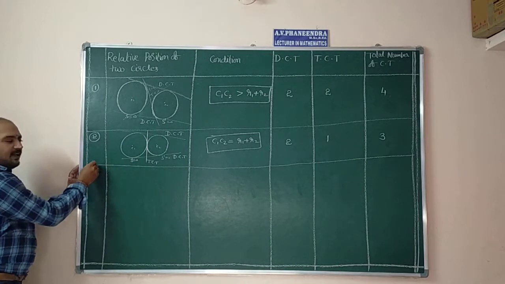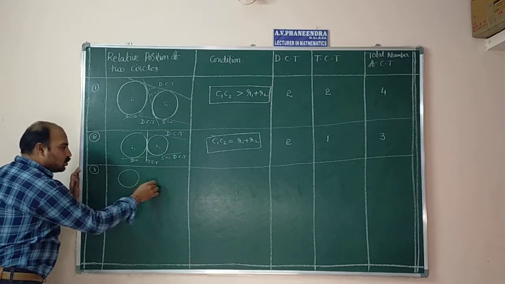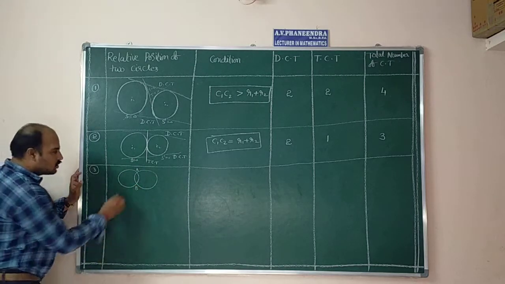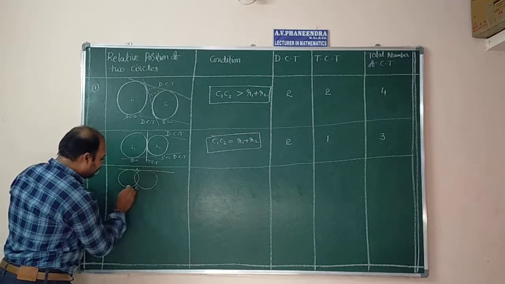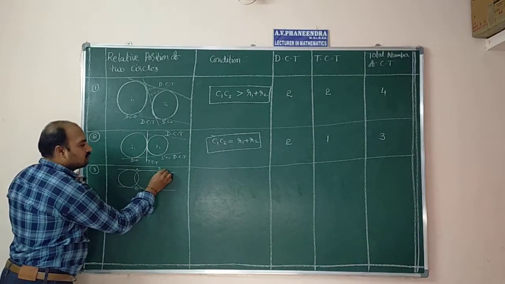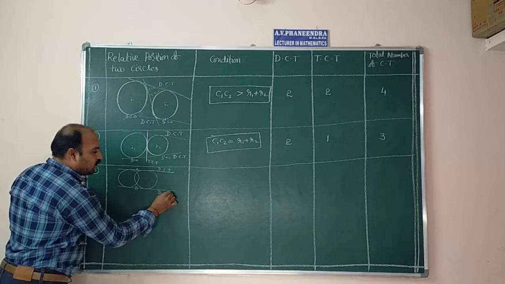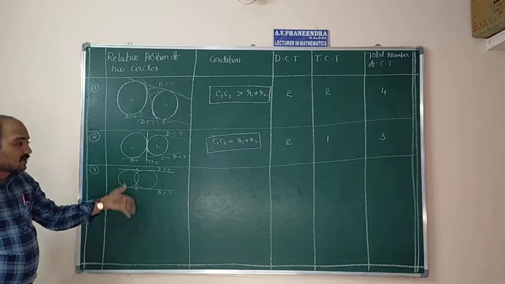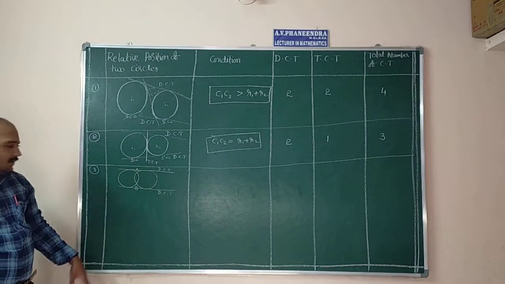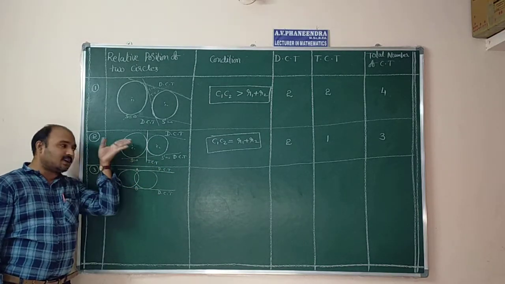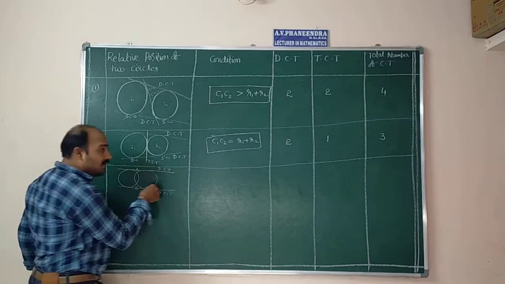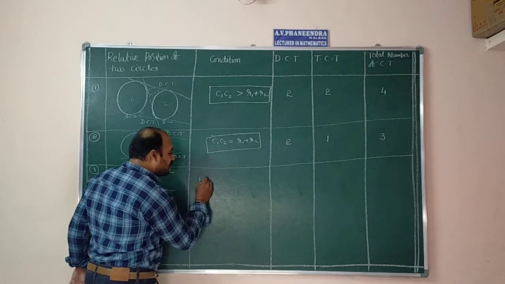Come to the third case. In the third case, we observe that two circles intersect in two distinct points A and B. So we have only these possibilities. These are the direct common tangents. There is no possibility to draw a transverse common tangent. This is a direct common tangent. For this common tangent, these two circles are on the same side. For this common tangent, these two circles are on the same side. So two direct common tangents are possible when the two circles intersect in two distinct points.